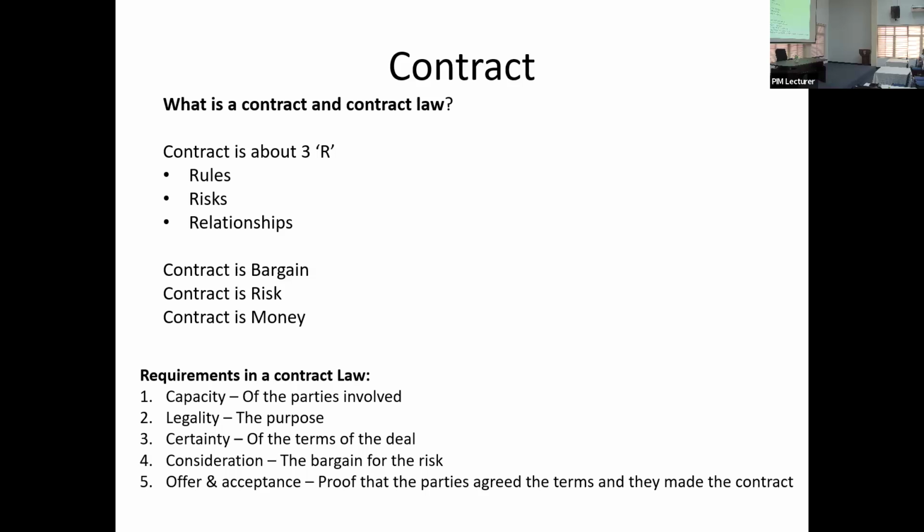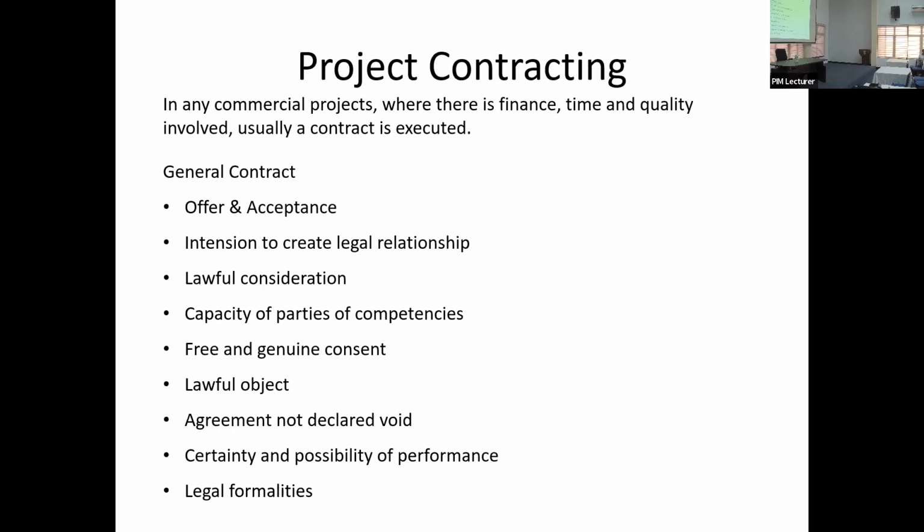Now, requirements in contract law are capacity of both or all parties involved. Legality, the purpose of it. Certainty, that it will be the right deal. Consideration for the price, the risk, and offer and acceptance. There has to be an offer and acceptance. You all know about offer and acceptance anyway, so that's fine. So, for a project contract, there are certain elements that we need to be mindful of. As I said, even a project manager must know law. Remember, we spoke about multi-discipline.